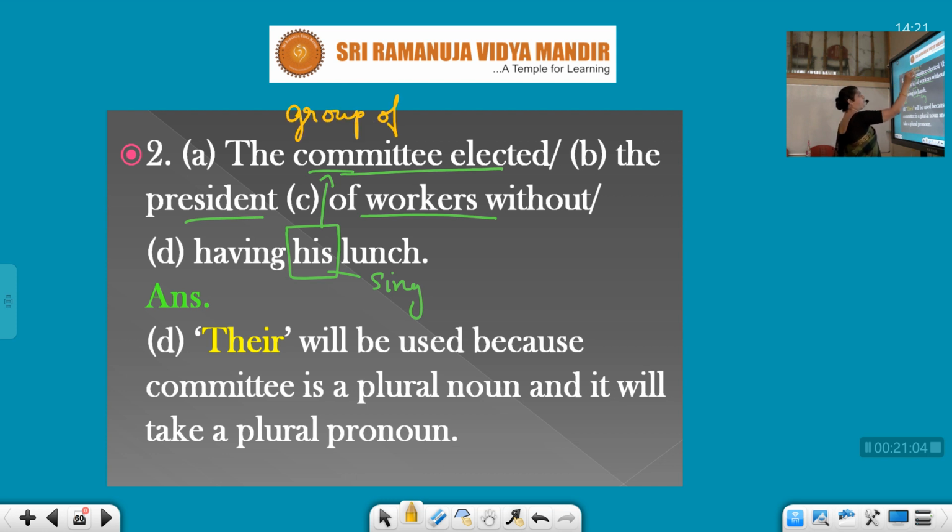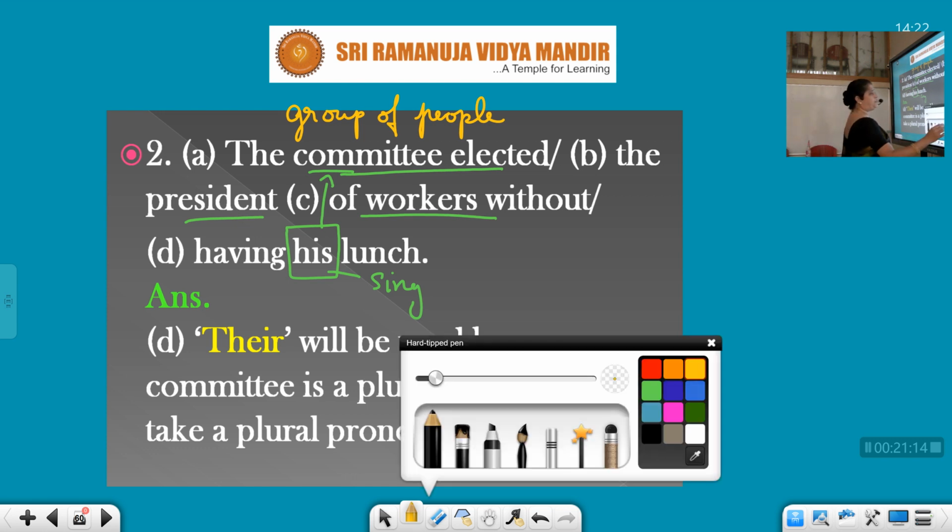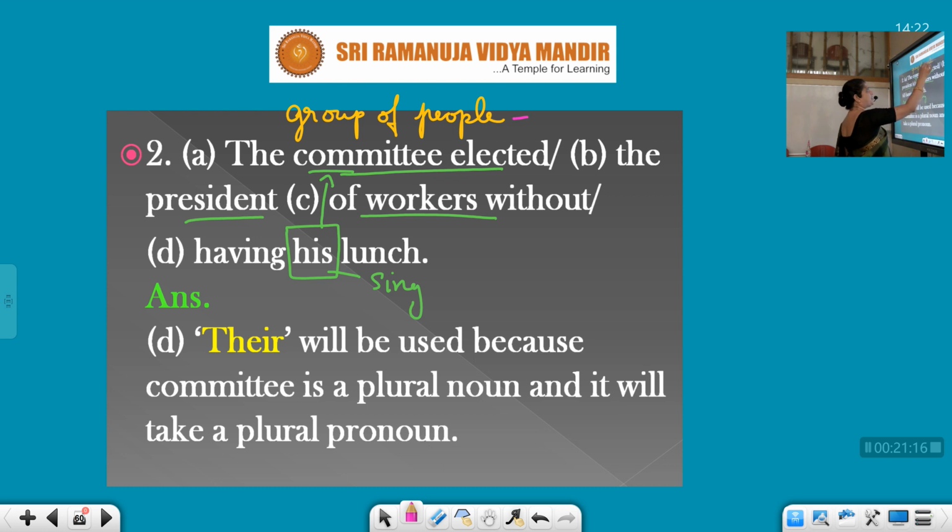It is a group of people. The meaning of committee is group of people. So what gender is it? What number is it? Obviously it is plural. Am I right? Group of people means plural. So when it is plural, how are you using a singular pronoun here? You are not supposed to use a singular pronoun. You are supposed to use their.